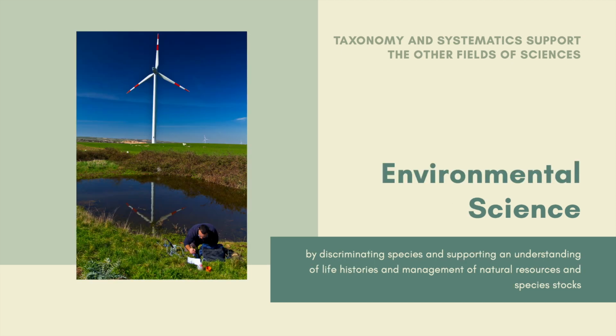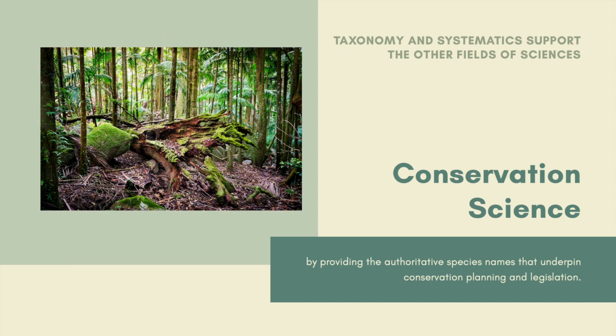That's medicine. And also for environmental science, by discriminating species and supporting an understanding of the life history and management of natural resources. Systematics would be important, and taxonomy would be important to this environmental science, because most of these environmental scientists rely on the identification of organisms for their data. Okay? And last but not the least, for conservation science.